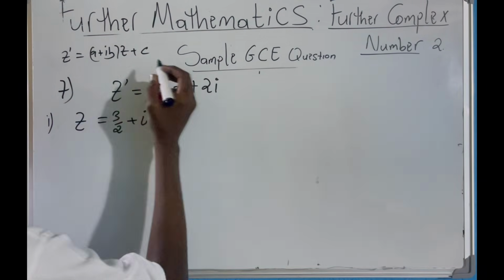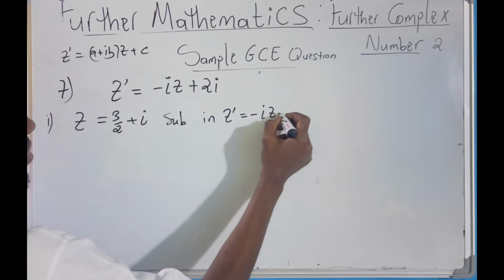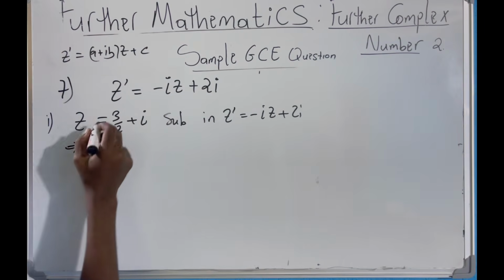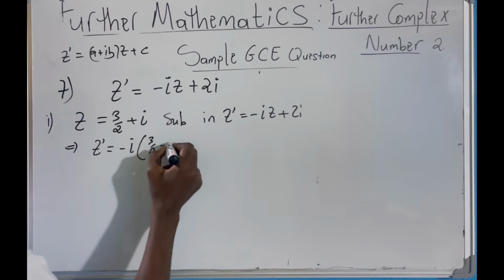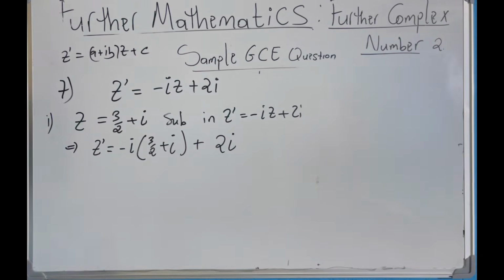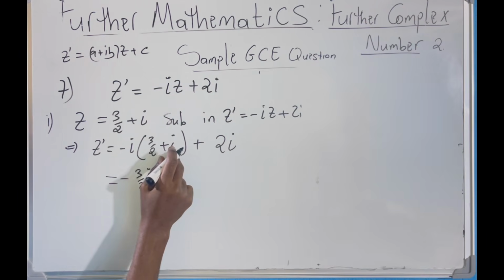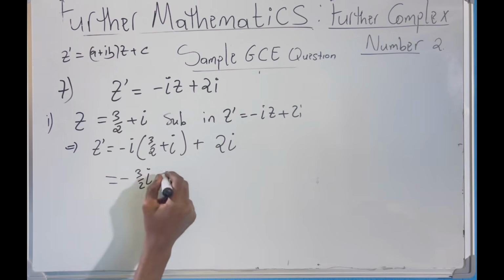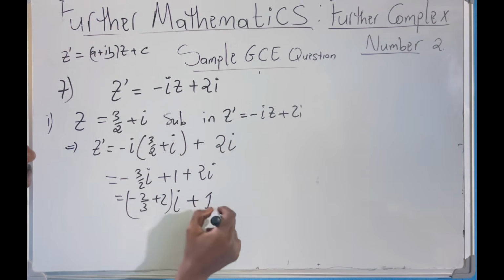So let us do it. I will substitute into z prime equals negative i z plus 2i. When I substitute, I have z prime equals negative i times (3 over 2 plus i), then plus 2i. Are we together? So now here I will have negative 3 over 2 i, and i times i is i squared, which is negative 1, so with this one I have plus 1, plus 2i.